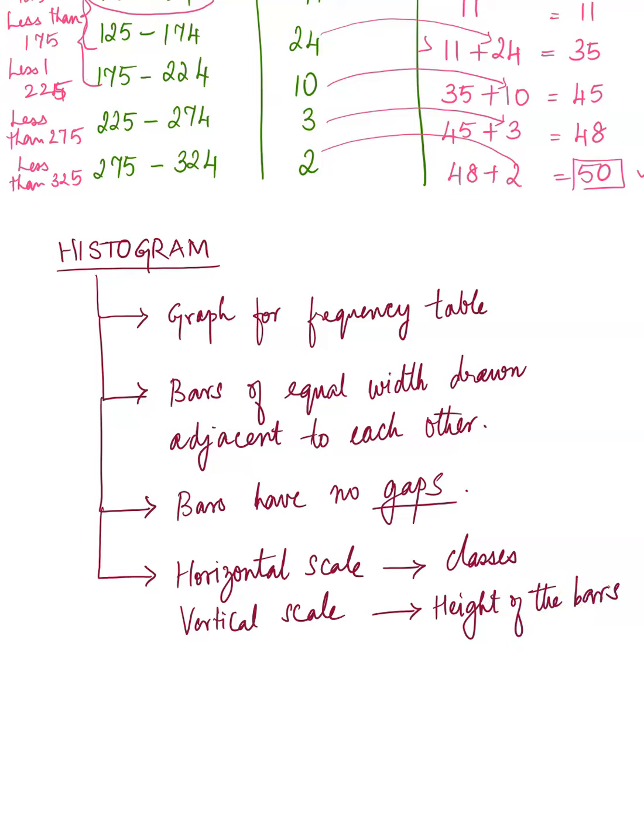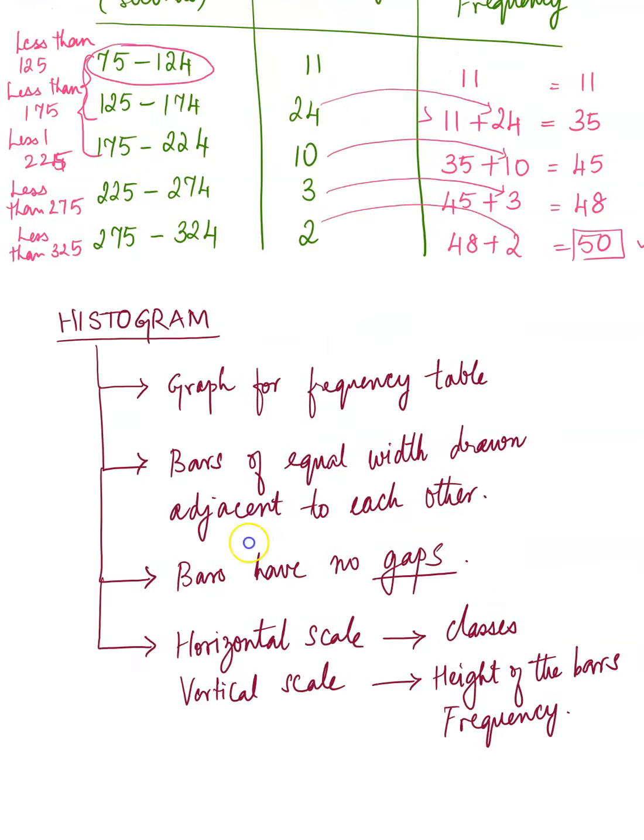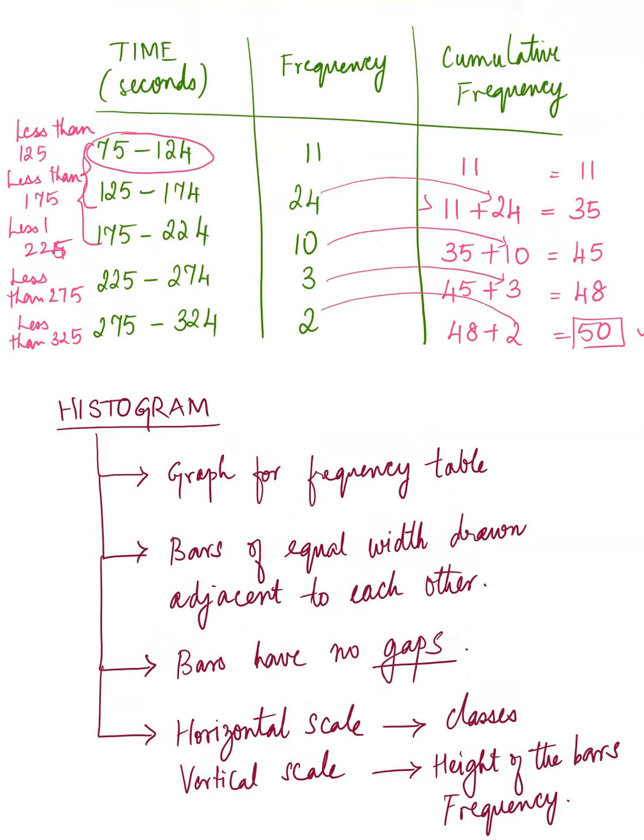And the height of the bars will correspond to the frequency. So classes will go on the x-axis and frequency will go on the y-axis. But in our particular problem, your classes will be the time in seconds, because those are your classes, your categories. And frequency, we called it the frequency, but frequency here would be the number of people who were served, right, for those corresponding times.